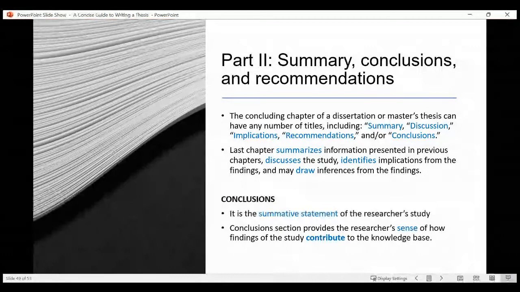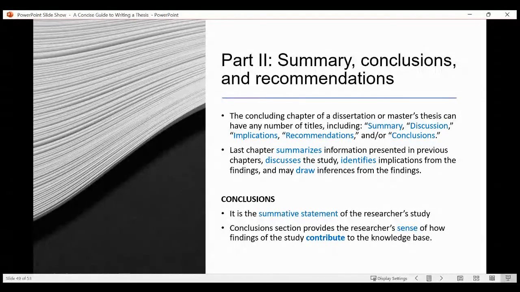Last section, or it could be a section or chapter, which is summary, conclusion, and recommendation. Well, the concluding chapter of your dissertation or thesis could include summary, discussion, implications, recommendations, and or conclusions. So again, it depends on how you structure it. It depends on the school you are in or the university.